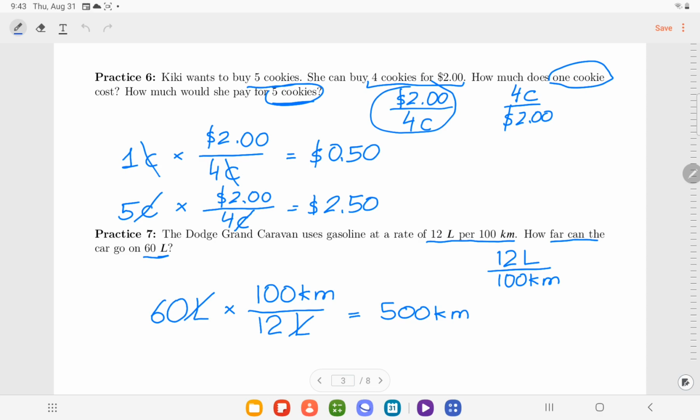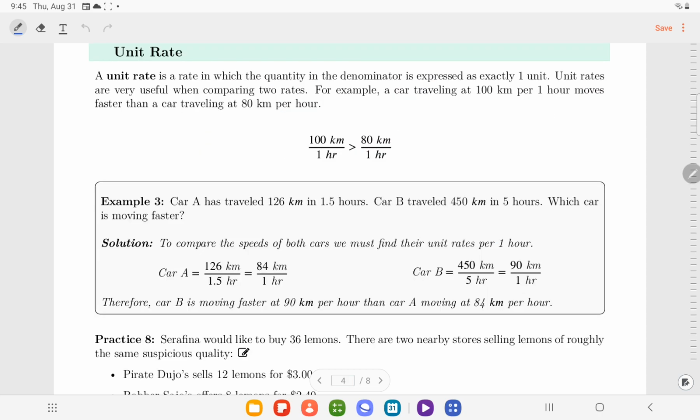Now, using the conversion factor method is very useful because it works in all the cases. The equivalent rates method works in the nice cases when we can multiply by whole numbers. The unit rate is the rate per 1 kilometer, per 1 day, per 1 liter. So in the unit rate, the denominator must be 1. And it's very useful to compare.